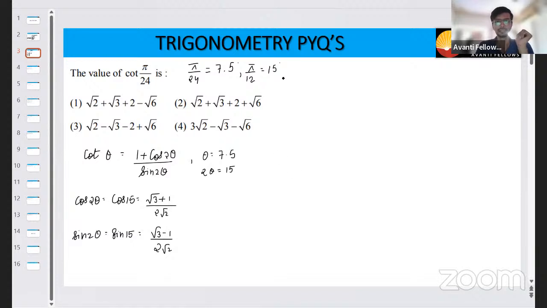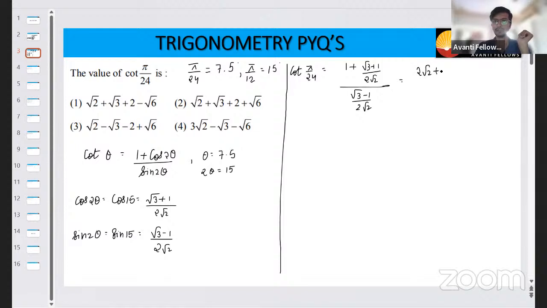Chalo. So let us substitute the values here. What will I get? I'll get cot pi by 24, which is cot theta, is 1 plus root 3 plus 1 upon 2 root 2, upon root 3 minus 1 upon 2 root 2. If I take LCM, I'll get 2 root 2 plus root 3 plus 1 upon root 3 minus 1. Root 2 and 2 root 2 will get cancelled from the denominators.